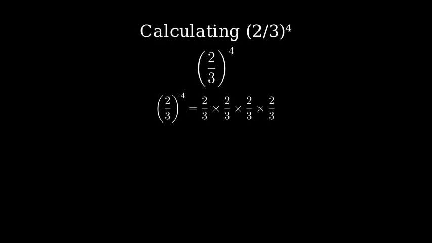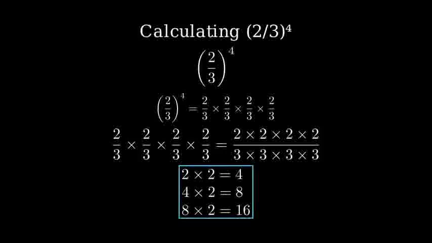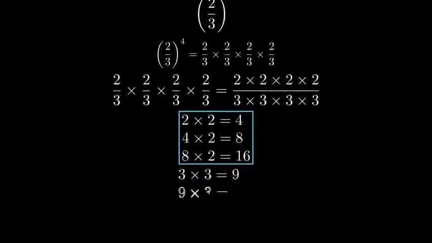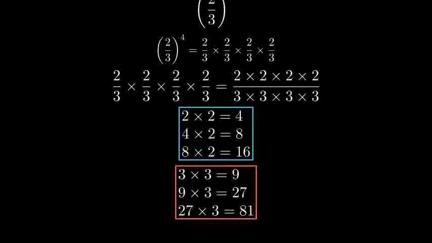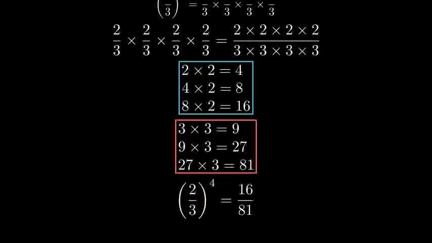Let's create a visual representation to help us understand what's happening. When we multiply fractions, we multiply the numerators together and multiply the denominators together. Let's solve the numerator first. 2 times 2 is 4, times 2 is 8, times 2 is 16. Now, for the denominator, 3 times 3 is 9, times 3 is 27, times 3 is 81. Therefore, 2/3 to the fourth power equals 16 over 81.